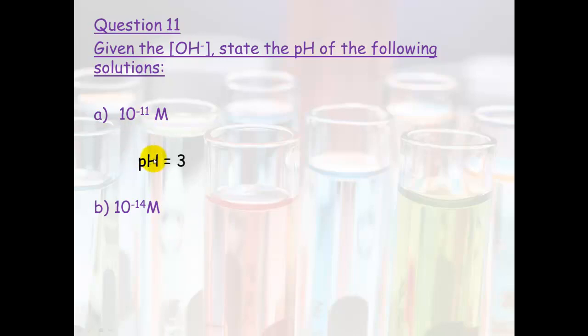Okay, so for this one the pH is 3, and for B the pH is 0. Remember, you can have a pH of 0, you can even have a pH of a negative number, but we'll get into that at another time. So if you've had problems with this, remember the worked solutions are at the end of the video.